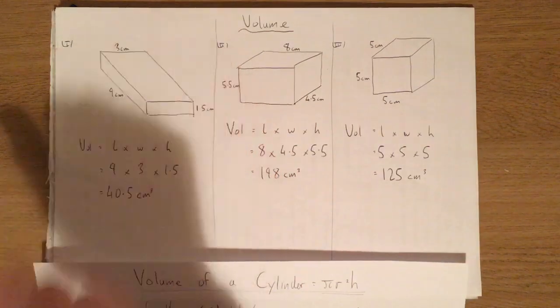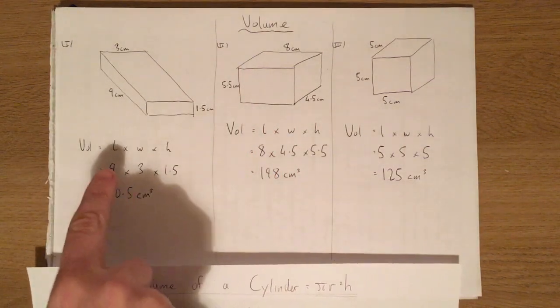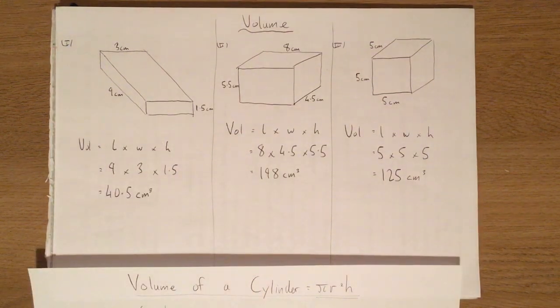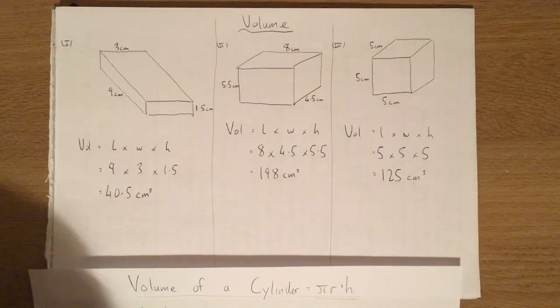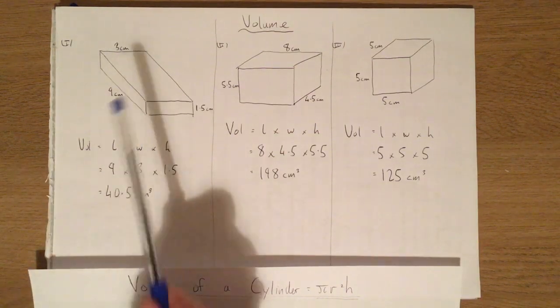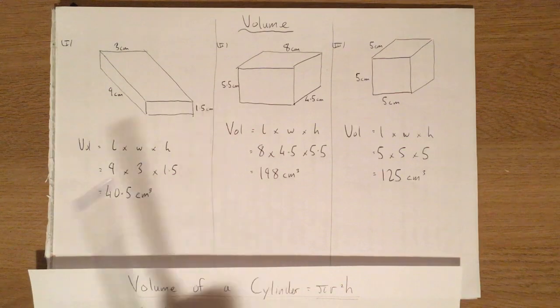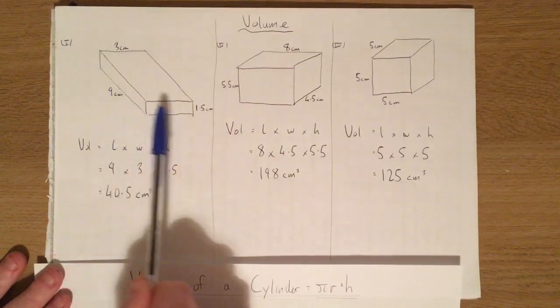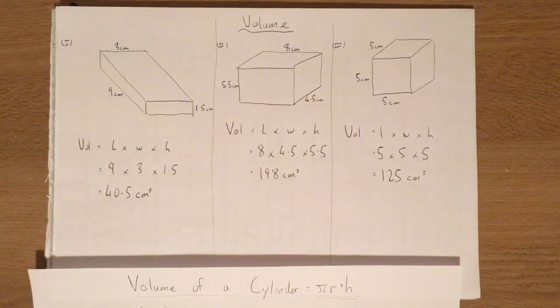For cuboids, the formula was straightforward enough. It was just length by width by height, or else length by depth by height, or length by breadth by height. You'll see it, or hear it said slightly differently in different places. But it's the three dimensions in the cuboid multiplied by each other. So this one here, 3, 9, and 1.5, multiplied together, got the volume 40.5 centimeters cubed.